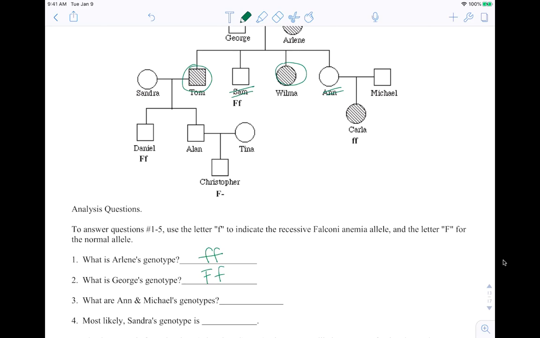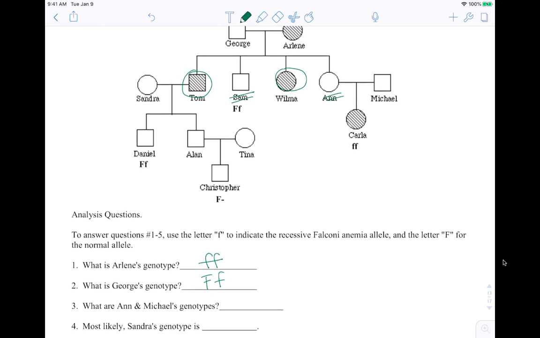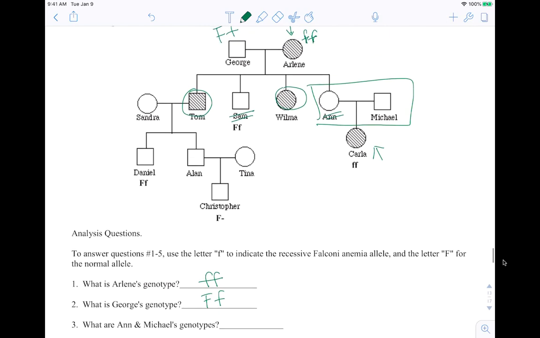Okay, Anne and Michael's genotypes. Where are Anne and Michael? Anne and Michael are over here, and their daughter has the disease, but they don't, which means that both of them are carriers. So they're both going to be big F, little f, and big F, little f. And if you don't believe me, here's the Punnett square real fast.